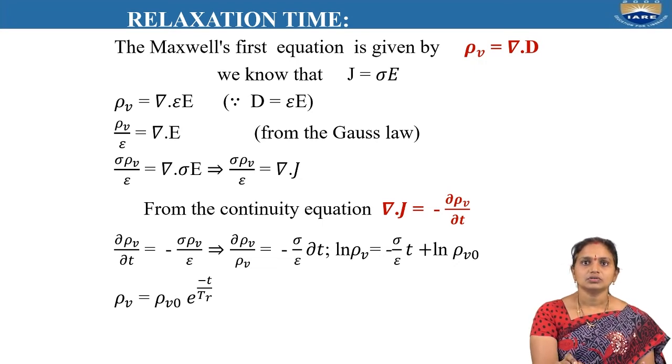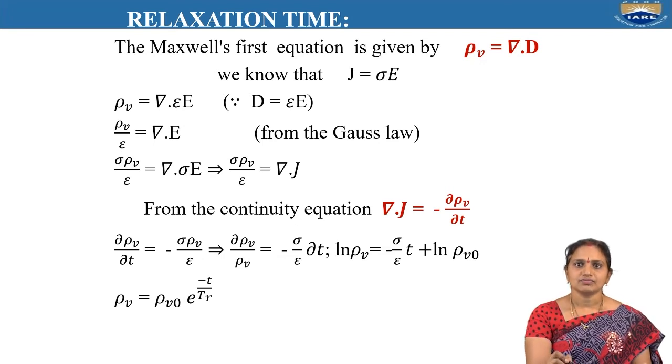Now I am trying to get a standard form of that equation. For that, I multiply this term with conductivity on both sides. Conductivity is represented with sigma. Then sigma into rho_v by epsilon equals del dot sigma E. And we can write sigma into E as the current density J. Then the final term is conductivity into rho_v by epsilon becomes del dot J.